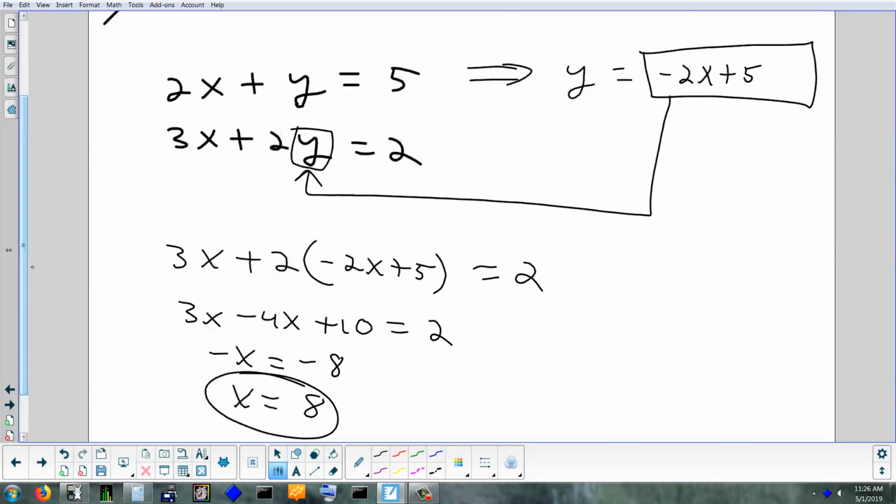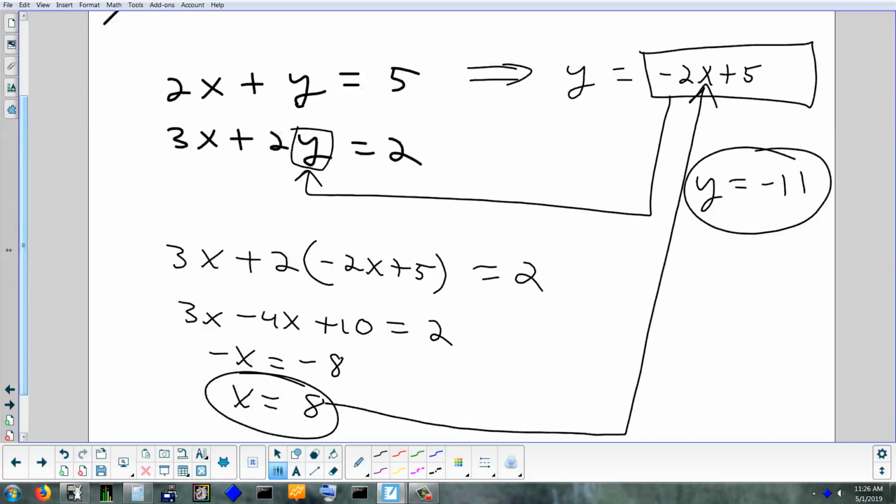Now, what am I going to do with the x equals 8, Sam? I just plug it into that equation up there. Yep. We're going to take that, plug it back in right there. So when I do that, Sam, what would I get? What's negative 2 times 8? Negative 16, plus 5, that'd be negative 11. Yep. And there's your y value. Any questions on that?